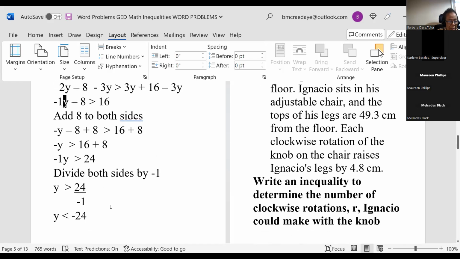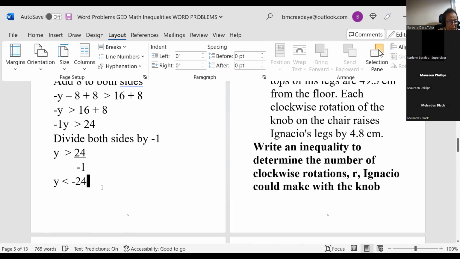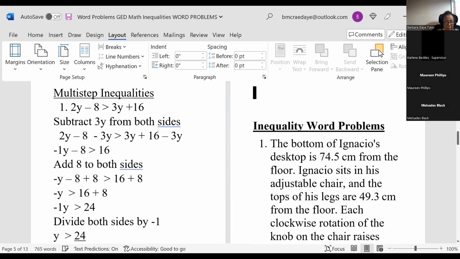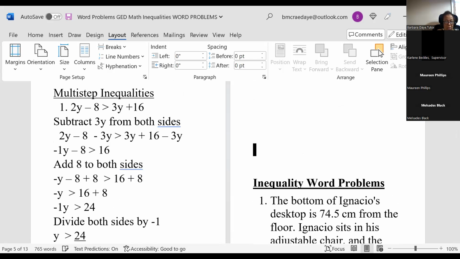Let's look at another multi-step. Going to my next screen. I want to do another multi-step. Notice I'm switching around these variables because you can use any variable from A to Z, right? So let's just take 12. I want you to solve this one.